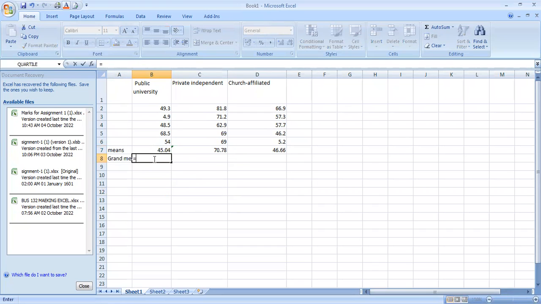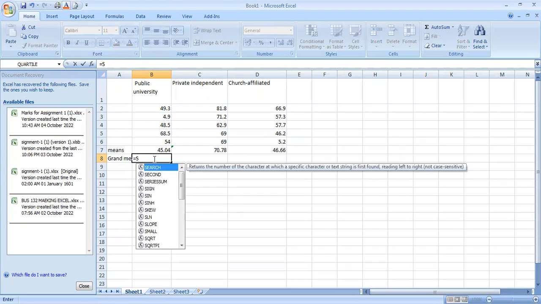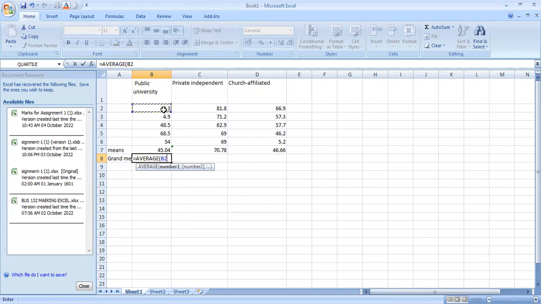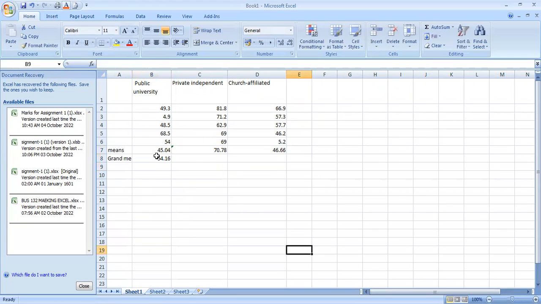And the grand mean is just the total of everything. So the average of all these numbers is your grand mean. So your grand mean is 5.6.